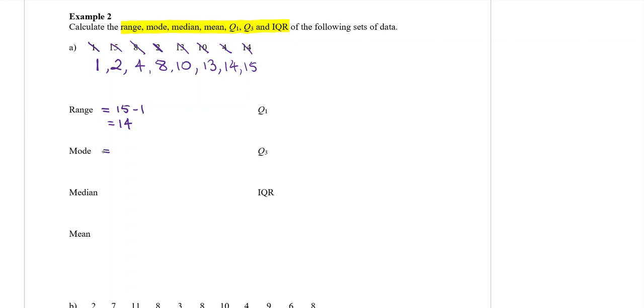Okay, my next word, mode. Can you remember what a mode is? Mode stands for most. They're both M-O. Mode, most. Okay? Is there a number in that list that happens more than everything else? No, there's no repeats at all. So this one has no mode. Median. What is a median?